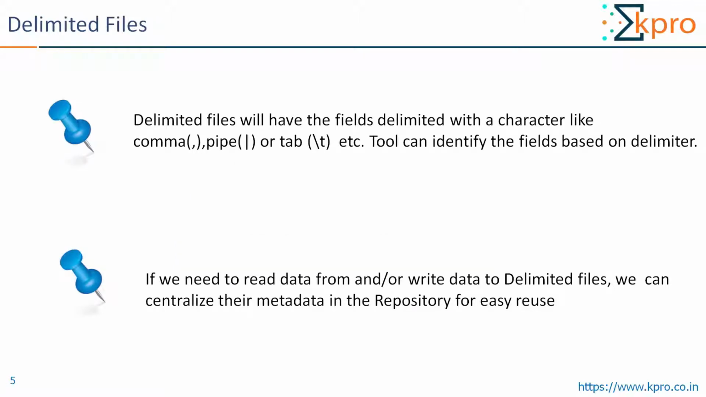Delimited files have fields delimited with characters like comma, pipe, or tab, etc. The tool can extract the fields based on the delimiter that we provided in the file. So if we need to read data from or write data to a delimited file, we can centralize their metadata. Metadata is nothing but the structure of the file in a repository for easy reuse in the future. We'll see how to create a metadata in Talend Open Studio.